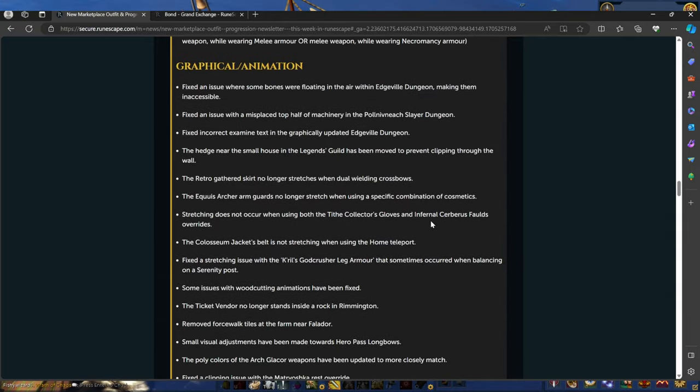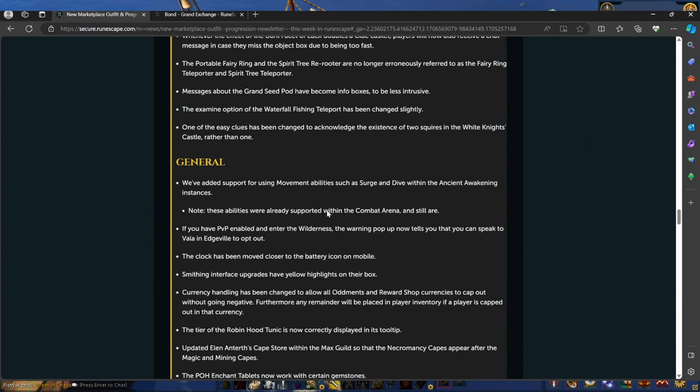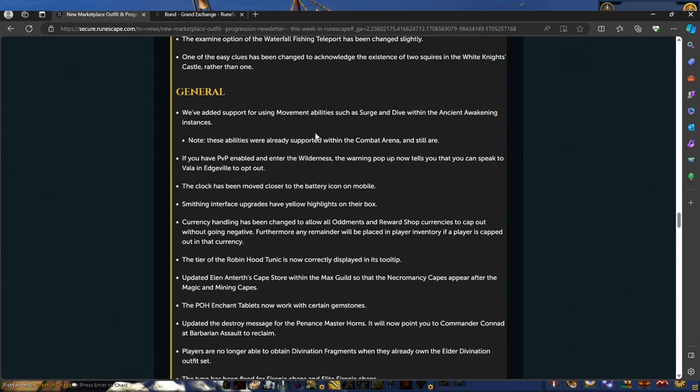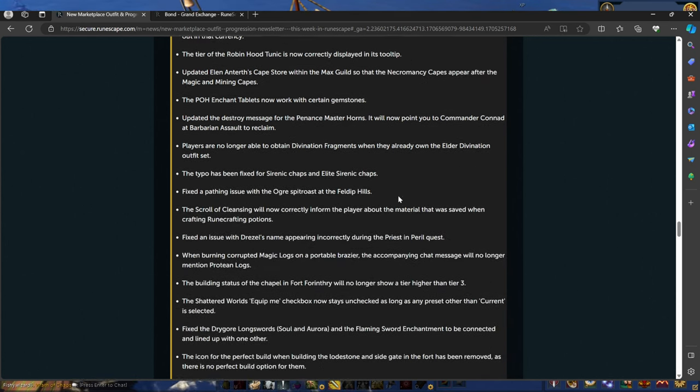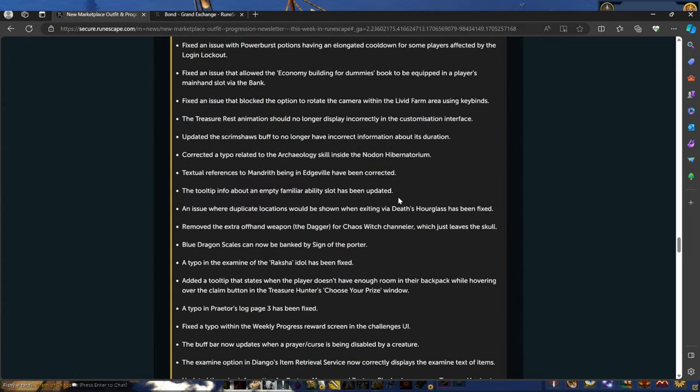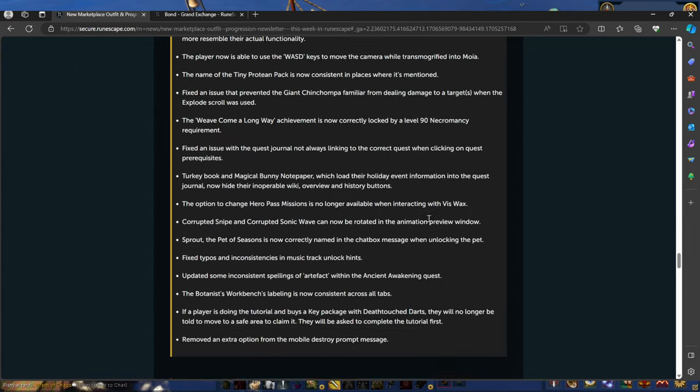And a whole lot of graphical changes. Some stuff with typos, looks like, and minor things here and there. Some small fixes. A lot of these really tiny fixes, which are good. These are good things to occur. You know, like typos and all that. You want your game to be as polished as possible. Definitely.